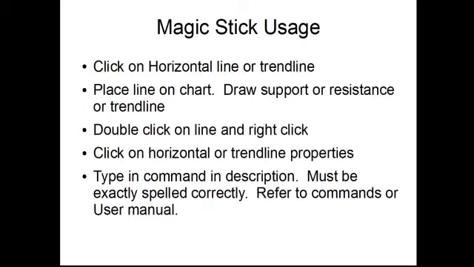Now, how to use Magic? It's very easy. All you have to do is click on the horizontal line or trend line. You can draw your trend lines or support and resistance lines onto your charts. Then you double click on the line, then right click, click on horizontal or trend line properties, and type in the command in the description. Whatever command you decide to put in there, you can refer to the manual or the YouTube channel, exactly spelled correctly. So refer to the command section or the user manual for more information.